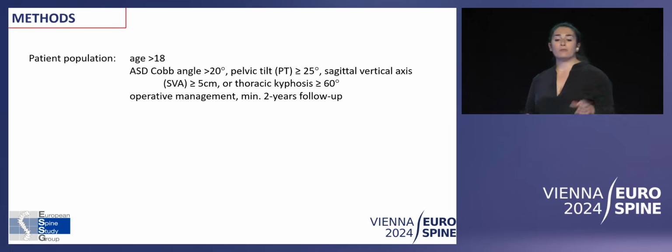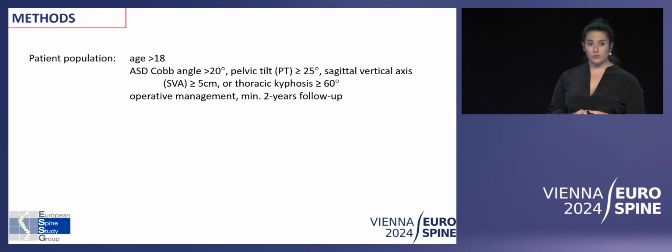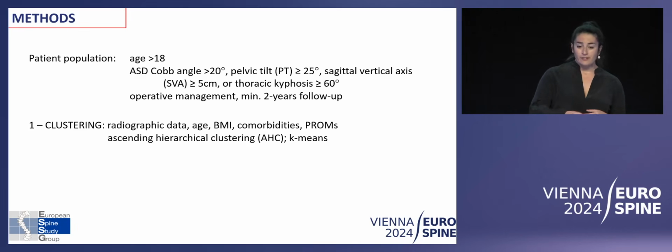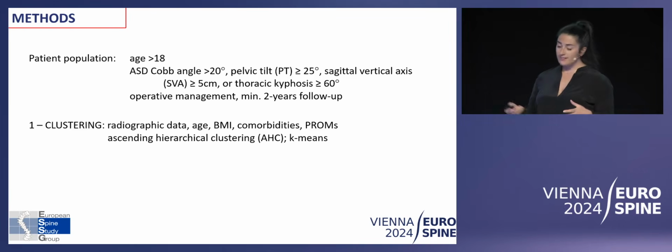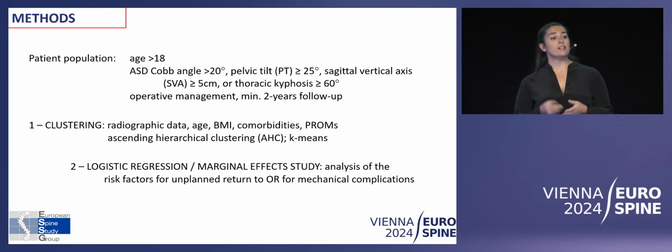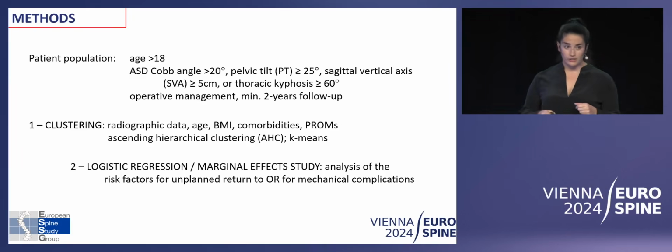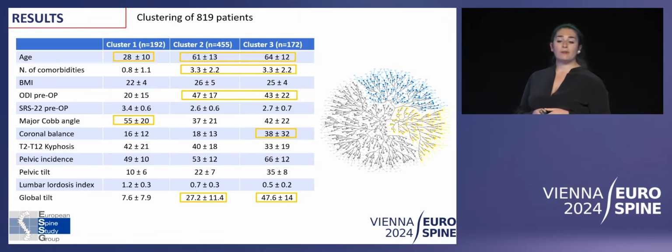So we performed a retrospective study on a prospective database from the ESSG on adult patients who underwent surgery and had a minimum follow-up of 2 years. The first thing that we did was cluster them based on their baseline characteristics, and secondly, we performed logistic regression and a marginal effect study to investigate the risk factors in each cluster. We obtained data from 819 patients, and these are the demographics of the clusters.